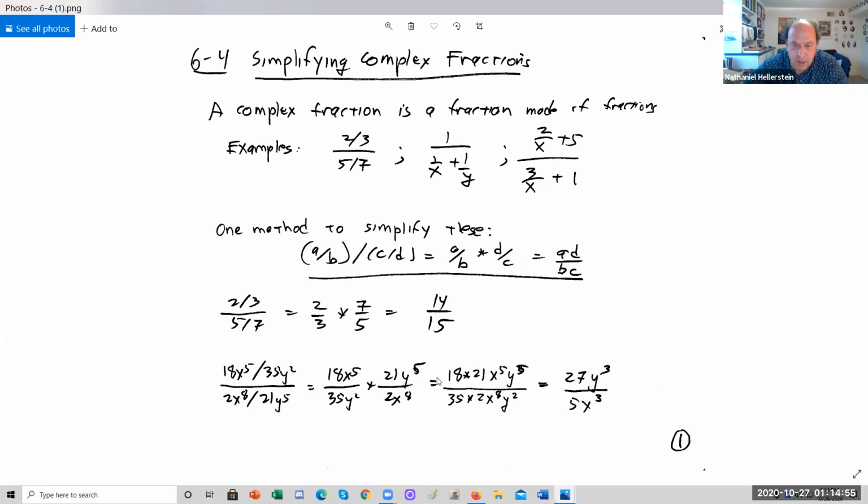Now, the coefficients you multiply out, find common factors, and reduce to lowest terms, which is 27 over 5. Here we have x to the 5th over x to the 8th. 5 minus 8 is -2, so we put x to the 3rd in the denominator. Here we have y to the 5th over y to the 2nd. 5 minus 2 is 3, so y to the 3rd in the numerator. So 27y cubed over 5x to the 3rd.